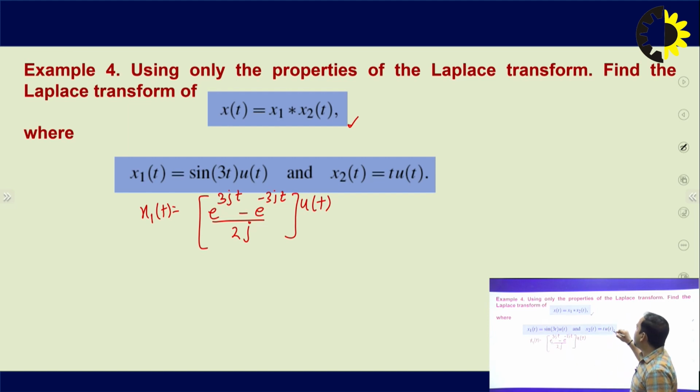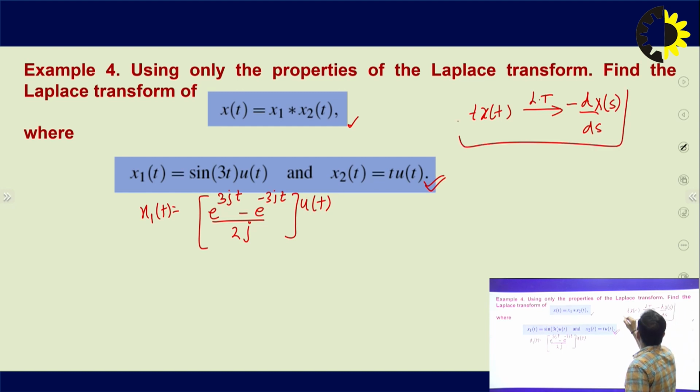Similarly, we can calculate X2(s). So t times x(t): if we can remember, the Laplace transform of t times x(t) will be minus d/ds of X(s). So we are going to utilize this particular property and we'll be calculating the transform for x2(t).